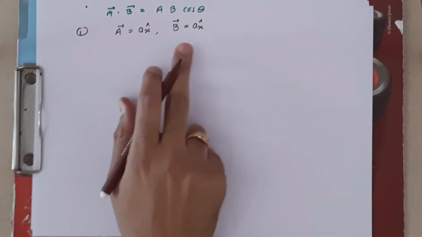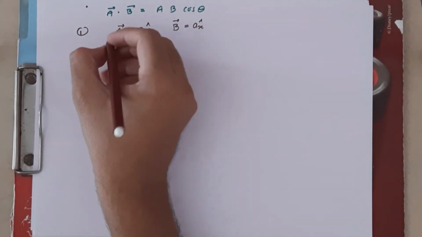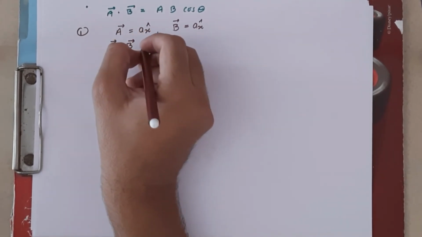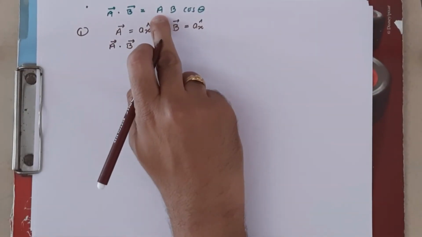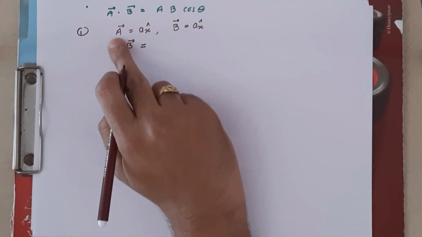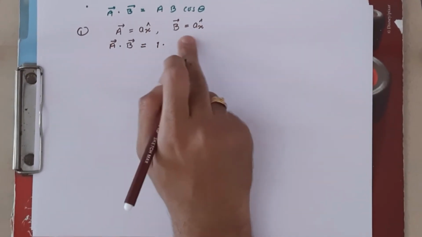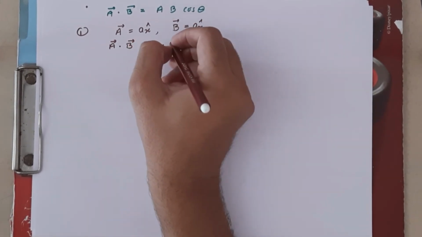Okay, so what is the dot product between these two vectors? Vector A dot vector B is equal to the magnitude of A times the magnitude of B times cos of the angle. A is AX, so its magnitude is 1. B is AX, so its magnitude is 1.